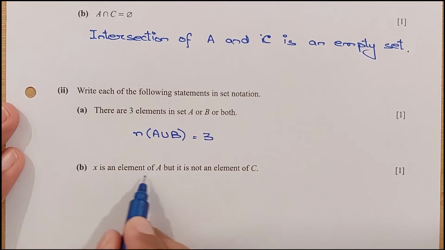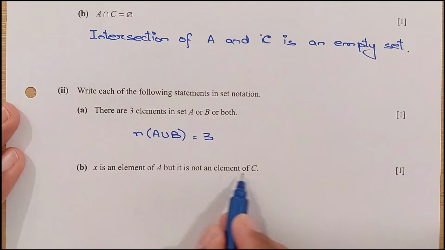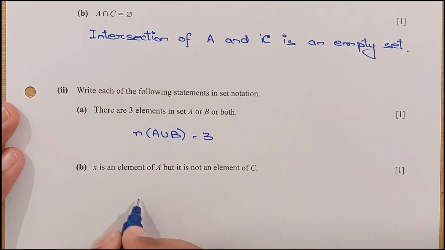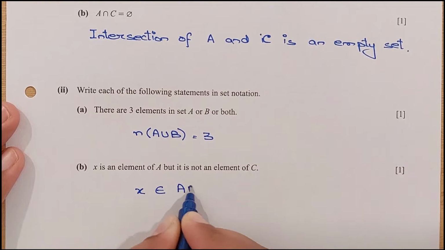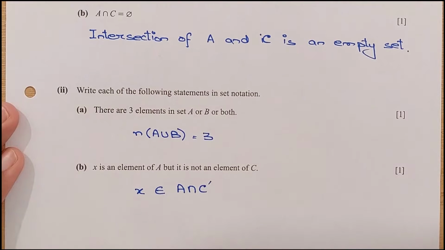Now for part B, x is an element of A, but it is not an element of C. So we can say that x belongs to, it is an element of, A intersection C complement.